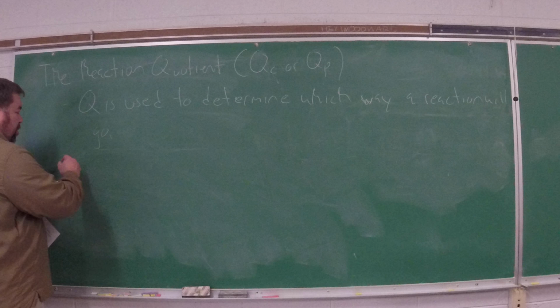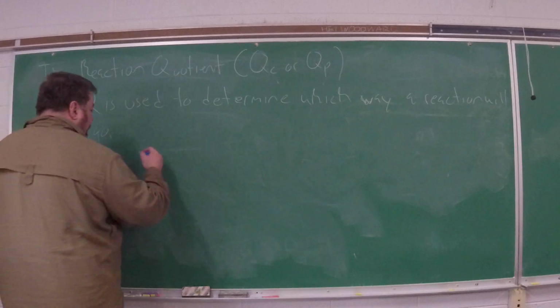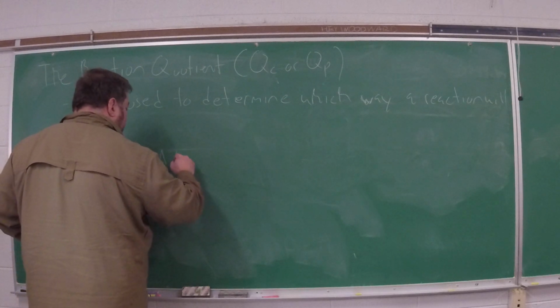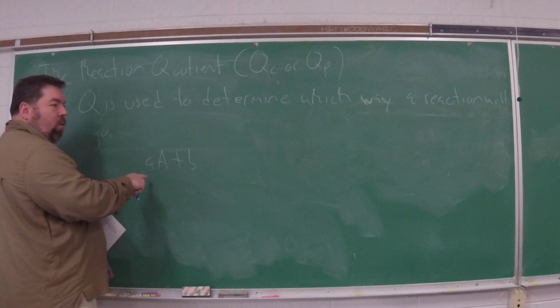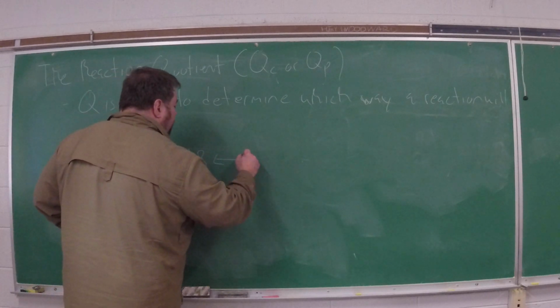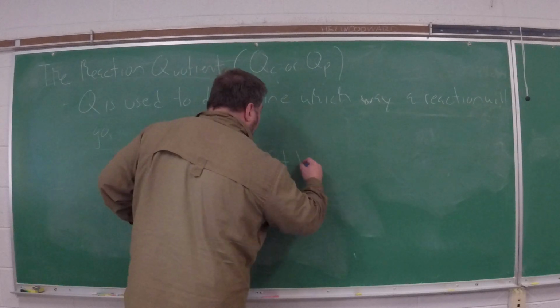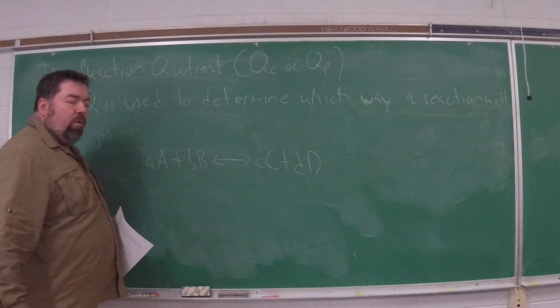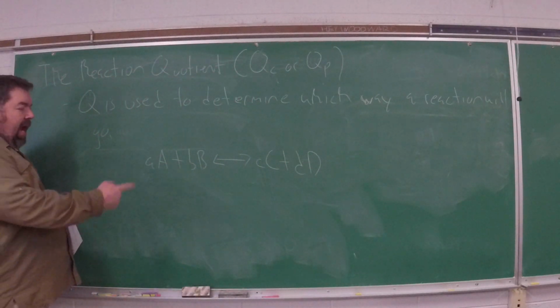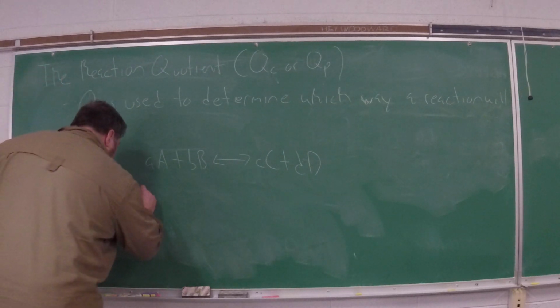And again, I told you, it's very similar to Kp, Kc, right? If we take a general chemical equation, where lowercase letters are stoichiometric coefficients and capital letters are chemical species, you're going to write out the reaction quotient. It looks the same as the equilibrium constant.